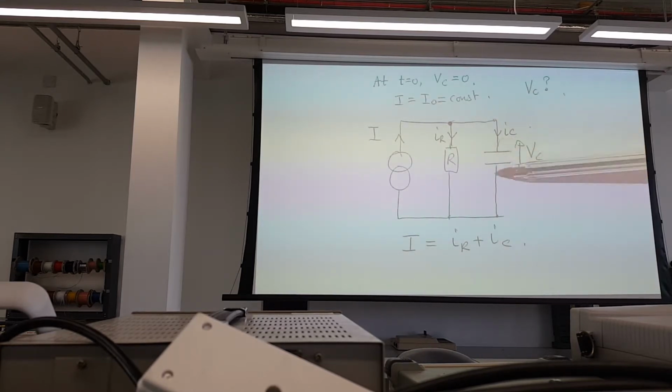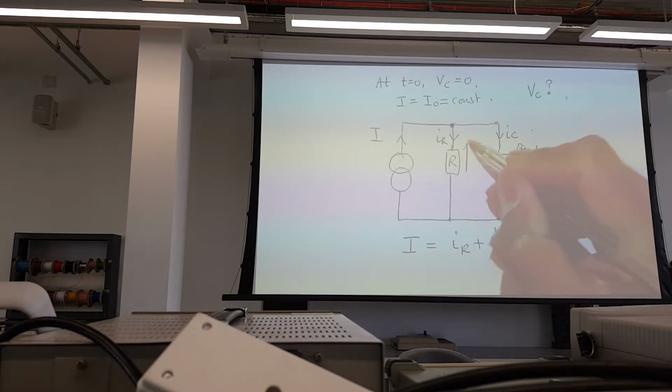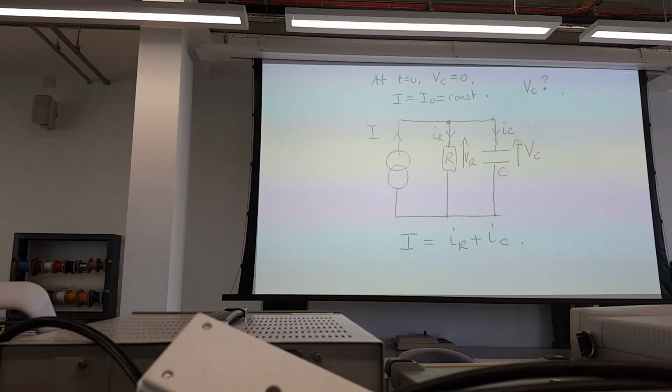So the voltage across the capacitor changes, then of course VR also changes. And if VR changes, the voltage across the resistor, it means the current in the resistor changes. So the current in this resistor is changing. If the current in the resistor is changing, even though you've got a constant input current, if IR is changing, it means IC is changing. You got that? What do you think is going to happen?